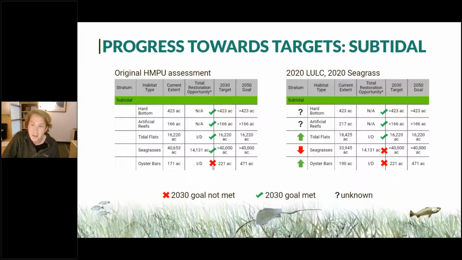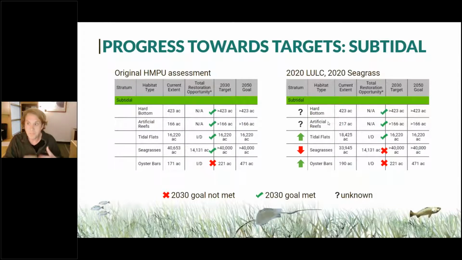But you can see here that in the original HMPU assessment, we're actually doing pretty good. In subtidal, there's a big emphasis on oyster bars. You know, we need to continue restoration there, obviously. But again, looking at what we saw with the update to the seagrasses with the 2020 layer, we're actually below our target now, which is of course a concern. And we as a program care a lot about that, and we're pursuing many research and management activities to try to understand and pursue options to try to improve that situation. But that's the main story here for subtidal.